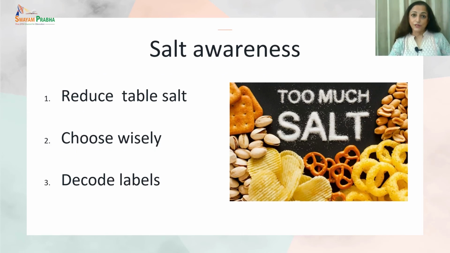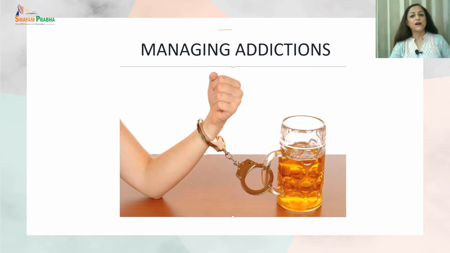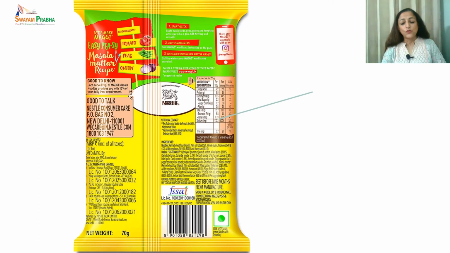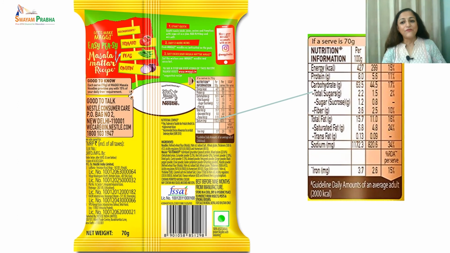It is very important that a person has an awareness about the various sources of salt, and is able to reduce table salt. He is able to choose the food wisely, and along with that he is able to decode various food labels. He is able to manage the addictions, which could be alcohol or smoking, as we have seen in the previous slide. Then how to decode food labels? The salt could be hidden in many of the packaged food items. So it's important that a person understands how much sodium is there in one packet of Maggi. If you read the label, you will come to know it is more than 1000 milligrams in one packet.